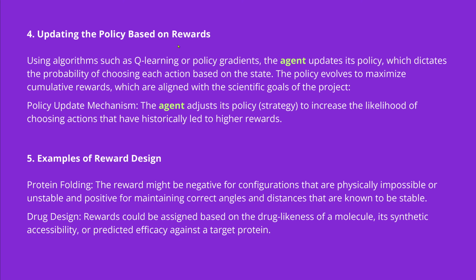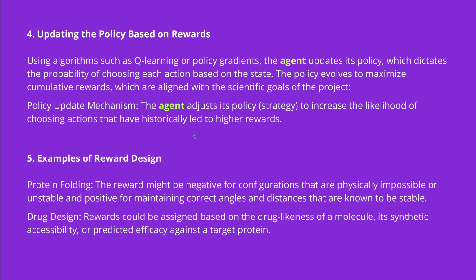So next step, easy: update the policy based on the rewards. You want to have a self-learning system. So using, in the simplest case, algorithms such as Q-learning or policy gradients, the RL agent updates its policy, which dictates the probability of choosing each action based on the state that the system is in. So the policy evolves to maximize the cumulative rewards, which are aligned with the scientific goals of the project. The policy update mechanism is simple. The RL agent adjusts its policy, its strategy, how to proceed, to increase the likelihood of choosing actions that have historically led to high rewards.